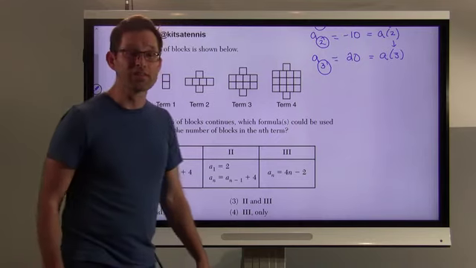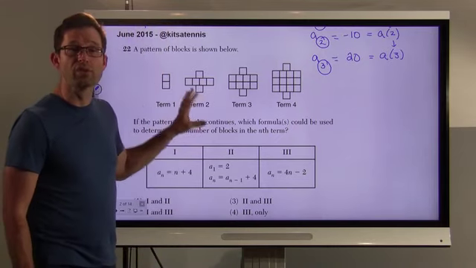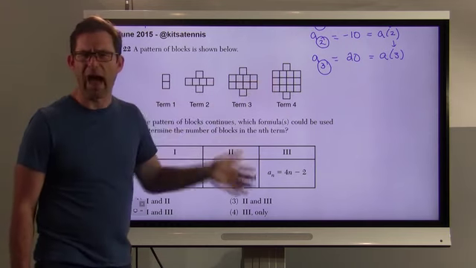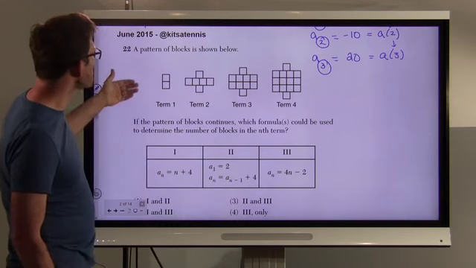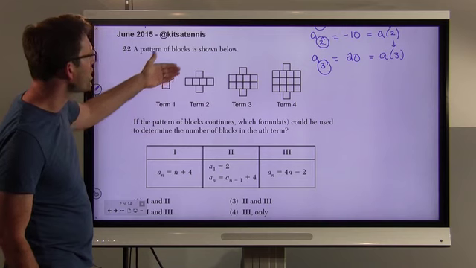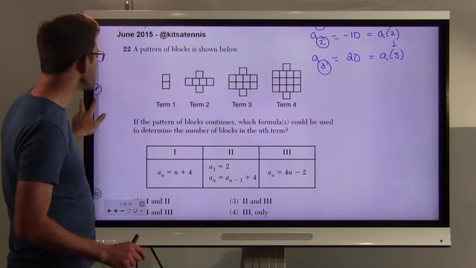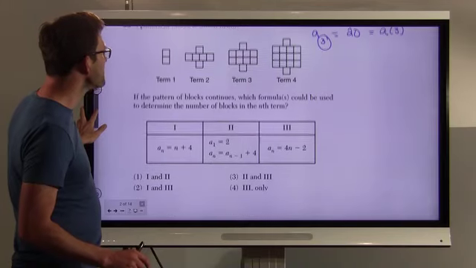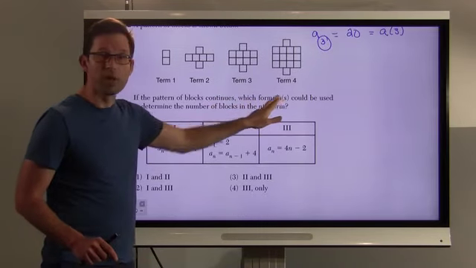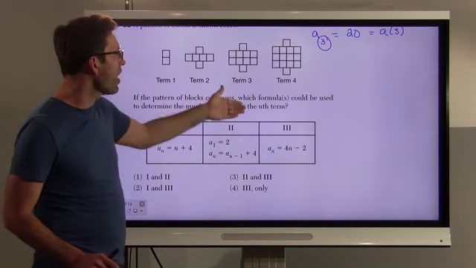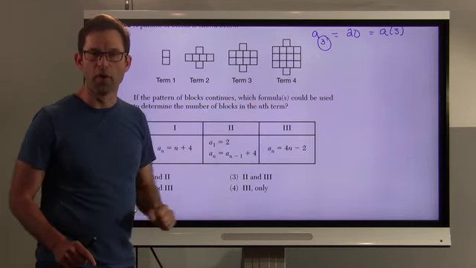Anyway, let's take a look at this. This is one of the favorite things that Regents love to do on the exam. They love to put some kind of geometric pattern. So here we've got this pattern of blocks. Here's term 1, term 2, term 3, term 4. The question then says, if the pattern of blocks continues, which formulas, could be more than one, could be used to determine the number of blocks in the nth term?